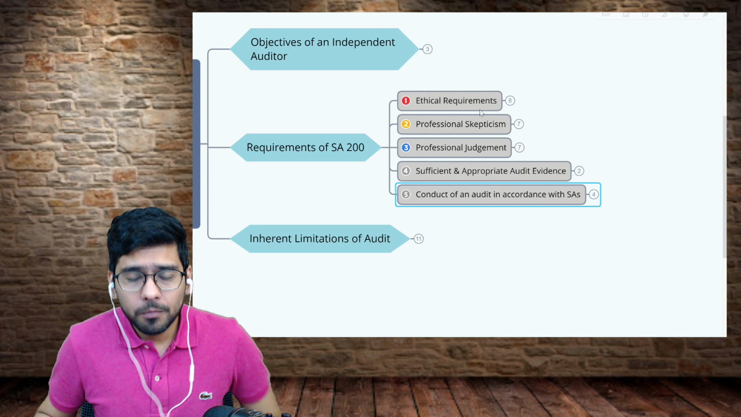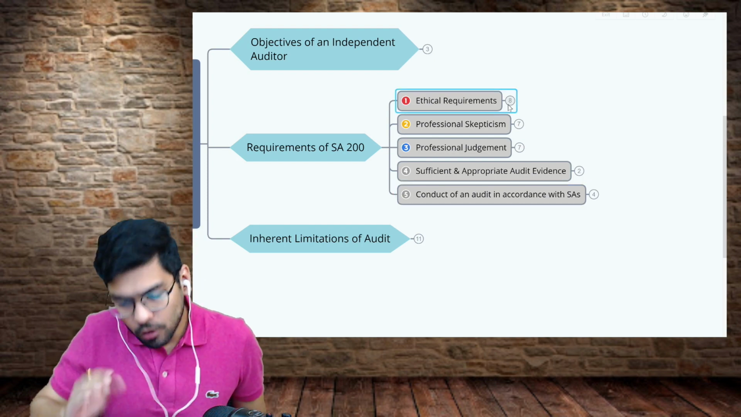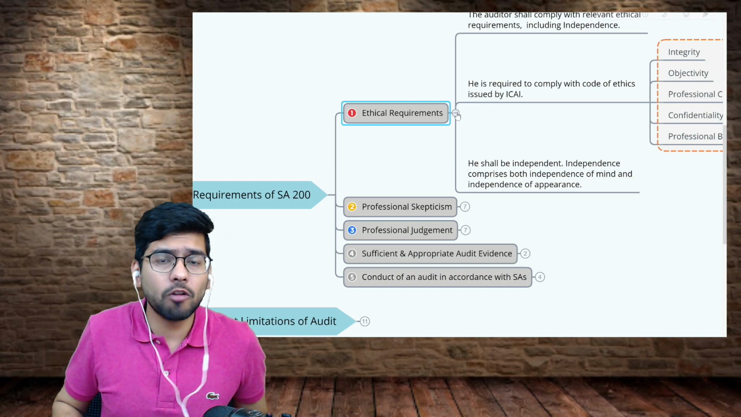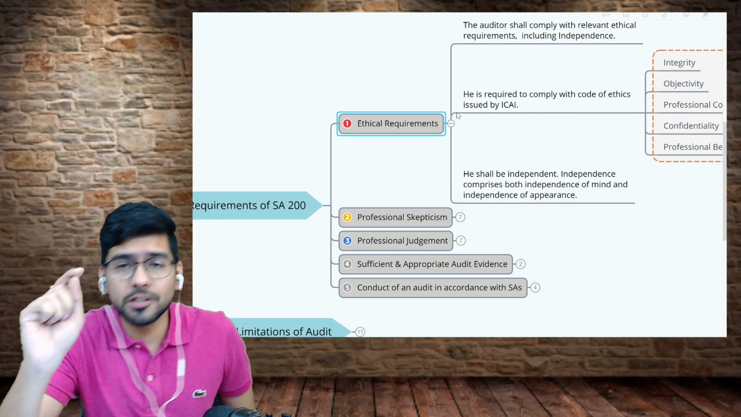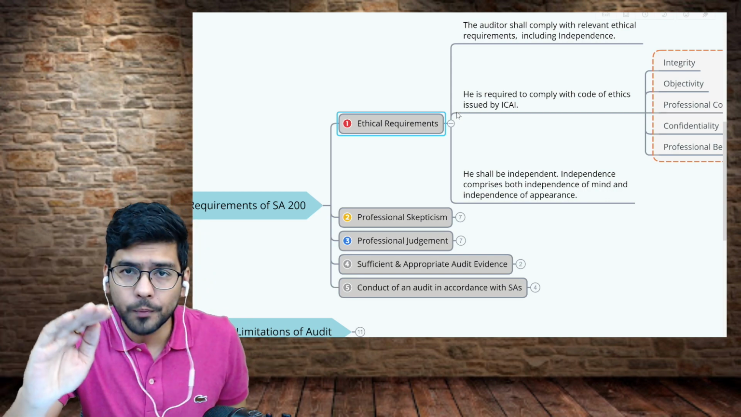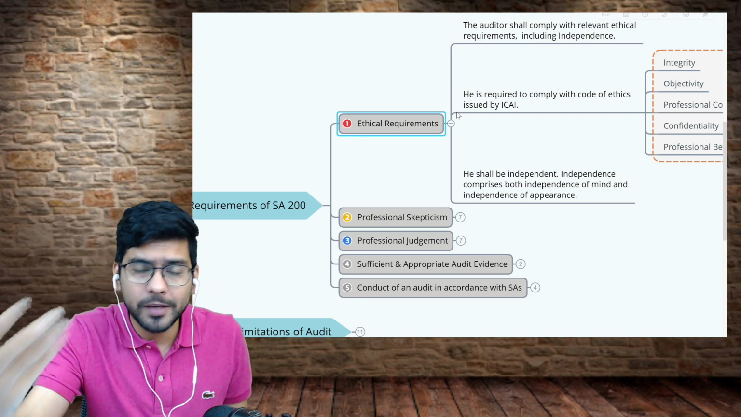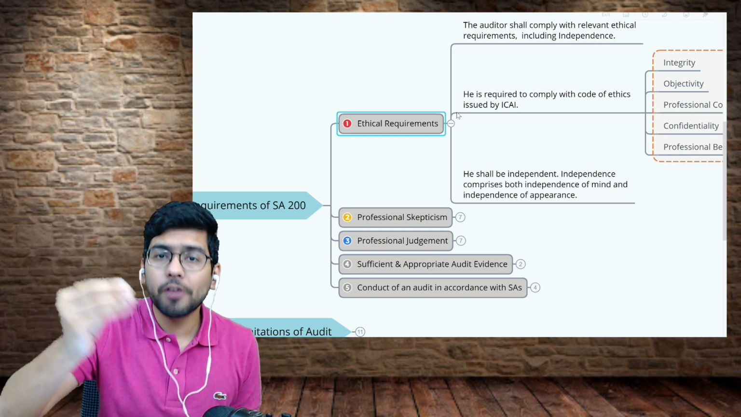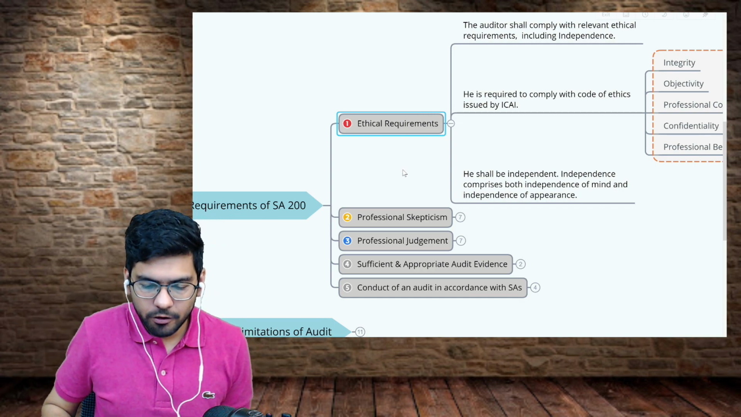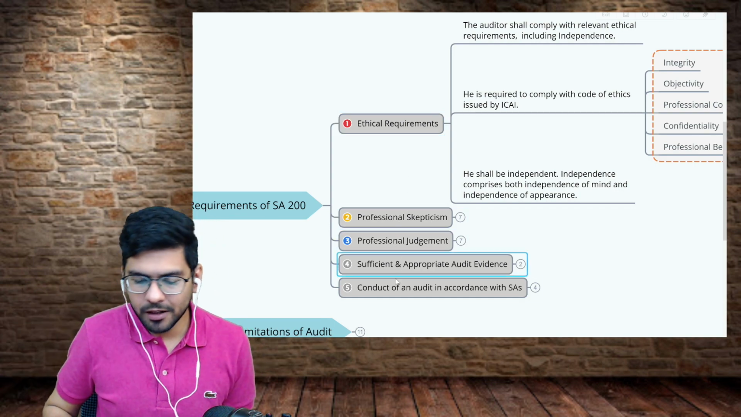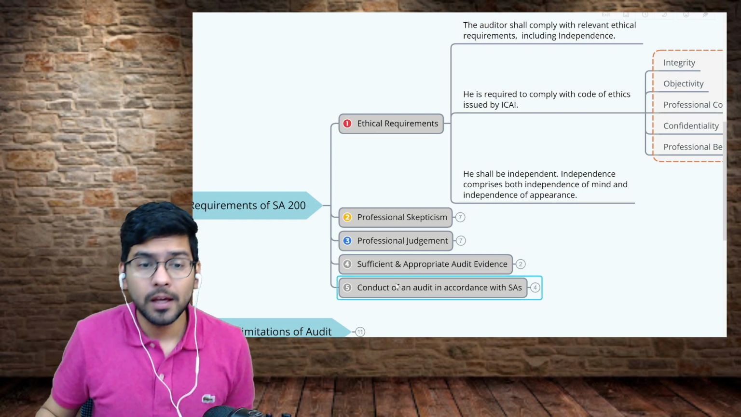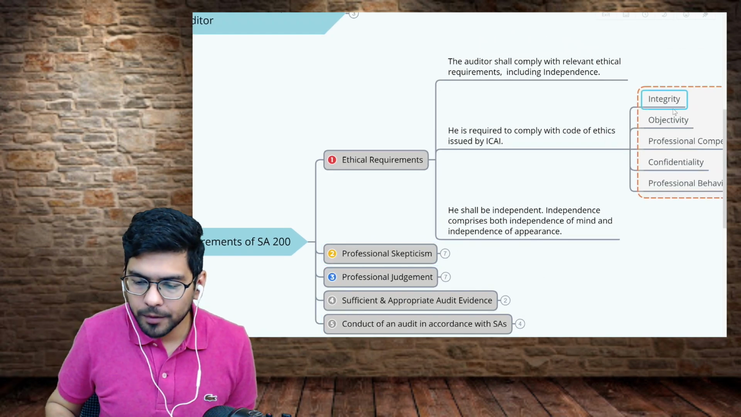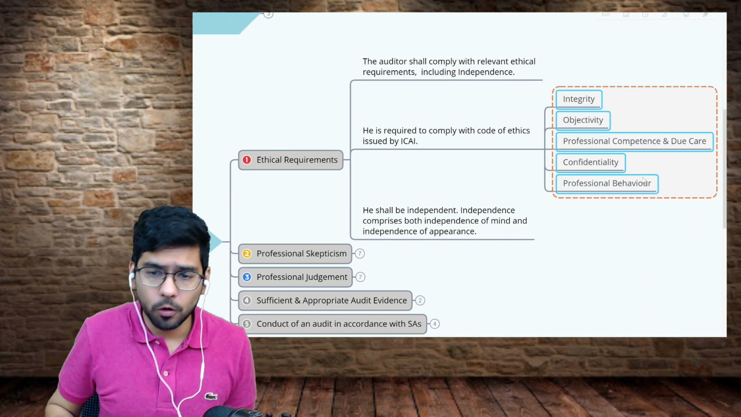Apart from this, ethical requirements has 5 more requirements of its own, so they may ask you a separate question on ethical requirements also. Please be very careful what the question is being asked, and read it carefully. Let me repeat again. They may ask you, explain the 5 requirements of SA 200. Then you have to mention ethical requirements, professional skepticism, judgment, evidence, and conduct of audit in accordance with SA. They may ask another question, explain the ethical requirements. Then you have to mention the 5 requirements which come under ethical requirements. So be very careful.